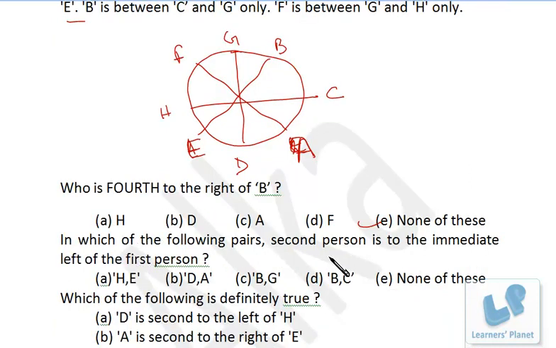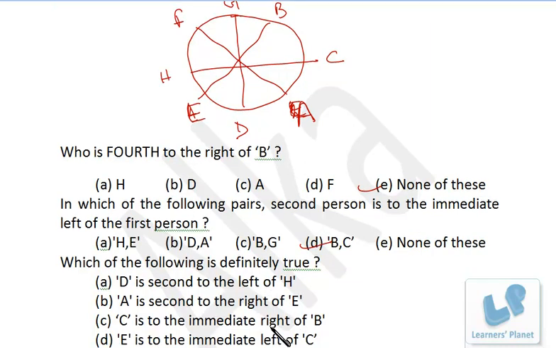Now in which of the following pairs is the second person immediate left of the first person? Here we can see C is immediate left of B. Okay, so that's correct. Now which of the following is definitely true? D is second to the left of H. Wrong. D is actually second to the right of H. Okay, so that's incorrect.